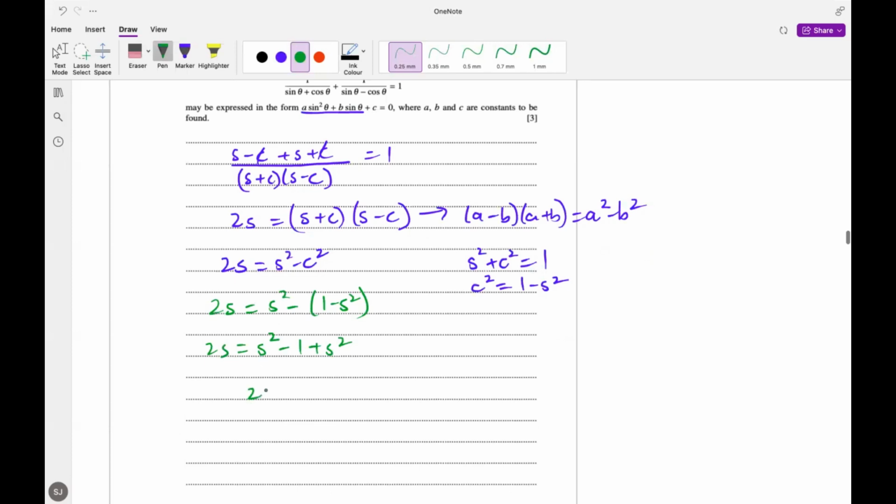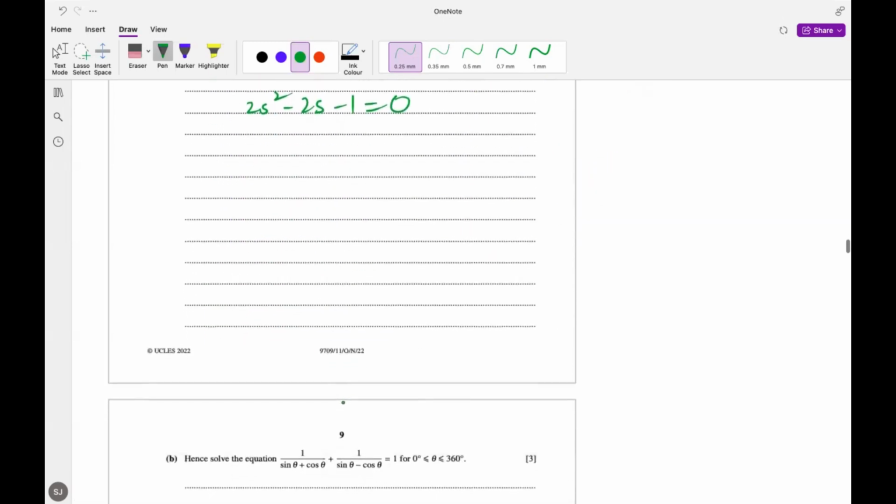So this will become 2 sine squared. Bring the 2 sine to the right hand side. This will be minus 2 sine minus 1 equals 0. So the values of A will be 2, B will be -2, and C will be -1.